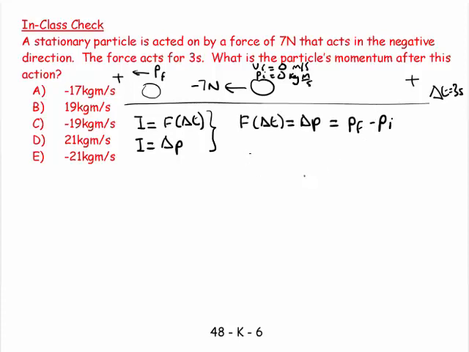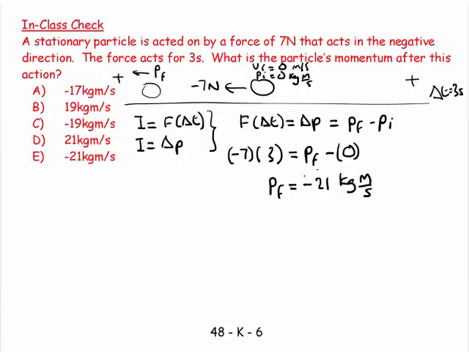So I look and I say, well, minus 7 times 3 is equal to P final minus my initial momentum, which is 0. 0 velocity means 0 momentum. So my P final is equal to minus 21, and it's going to be kilograms meters per second. So here I'm bringing those two things together to solve a problem.